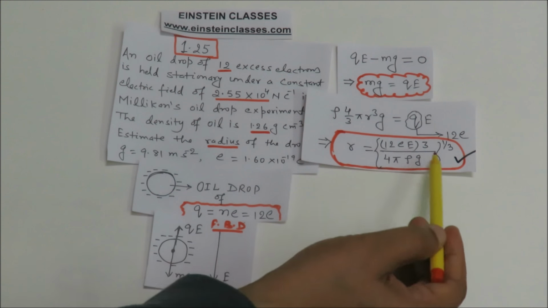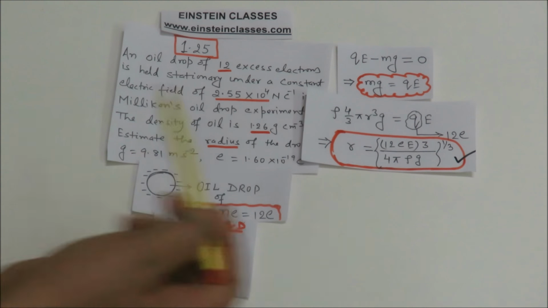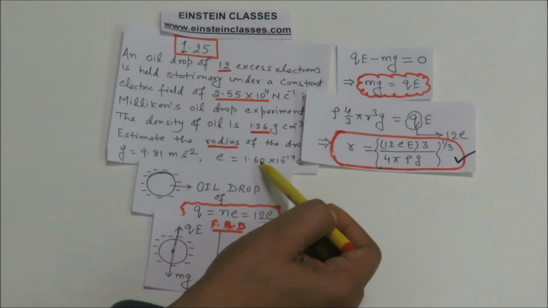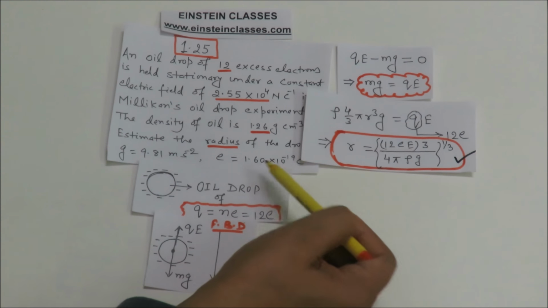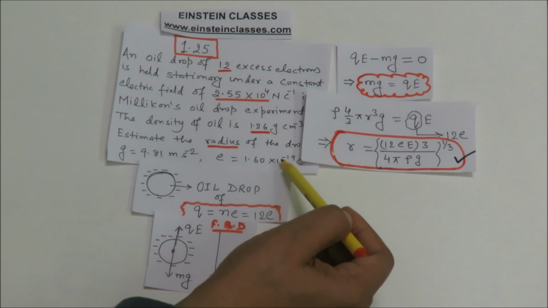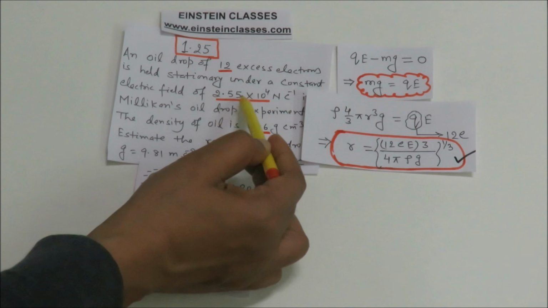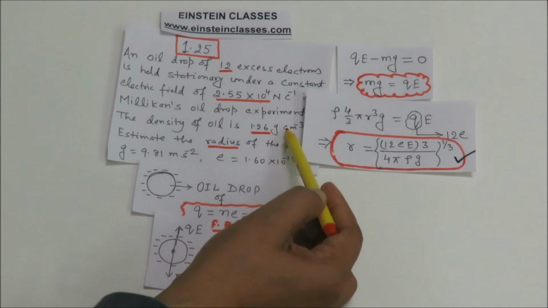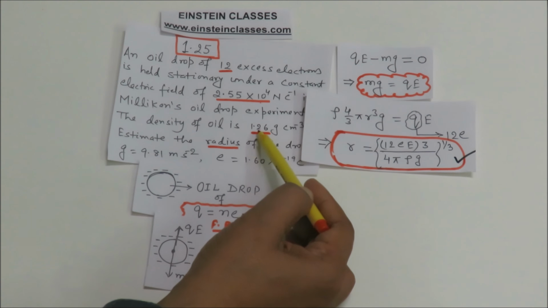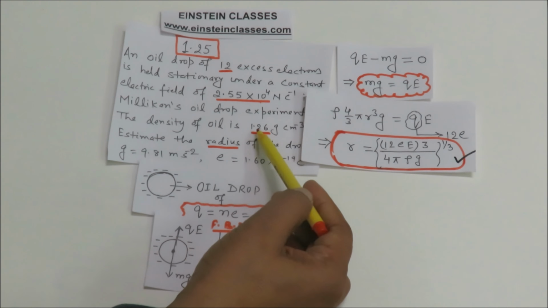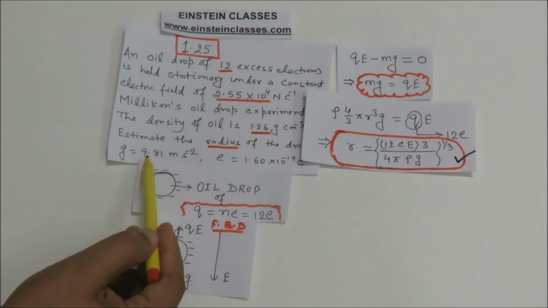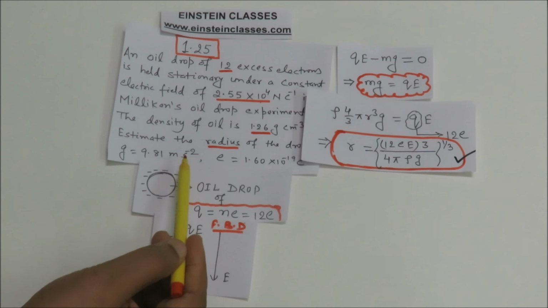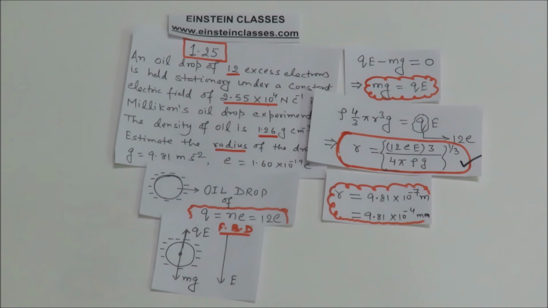And from this expression you can get the value of radius of the drop by placing the value of electronic charge 1.60 into 10 to the minus 19 Coulomb. Place the value of electric field 2.55 into 10 to the 4 Newton per Coulomb. Density of the oil is 1.26 gram per cubic centimeter, which will be converted into kg per cubic meter. Multiplying this by 1000, you can get the value of density in terms of kg per cubic meter, and place the value of g equal to 9.81 meter per second square, right? You have to write down the value of pi equal to 3.14.